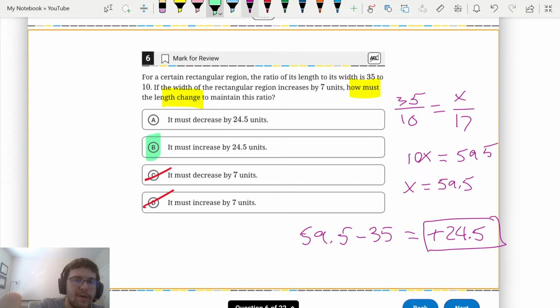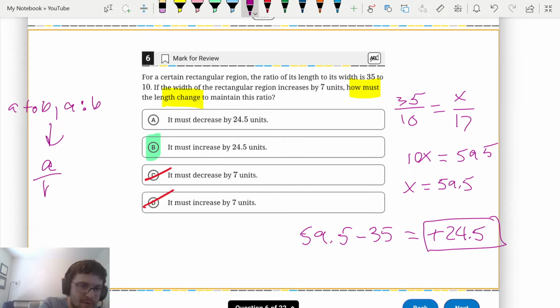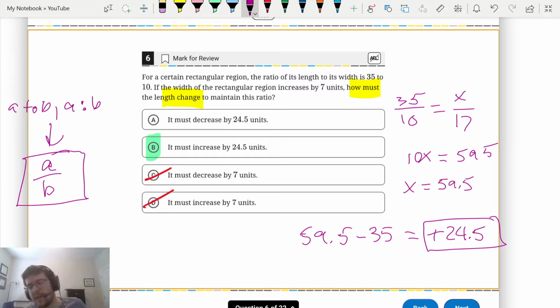So always remember that if you see A to B or A colon B, you could rewrite it as A over B. And not always, but a lot of times that's the easiest way. At least that's the easiest in my opinion. And then when you set up a proportion like this, all you got to do is cross multiply. All right, let's keep going.